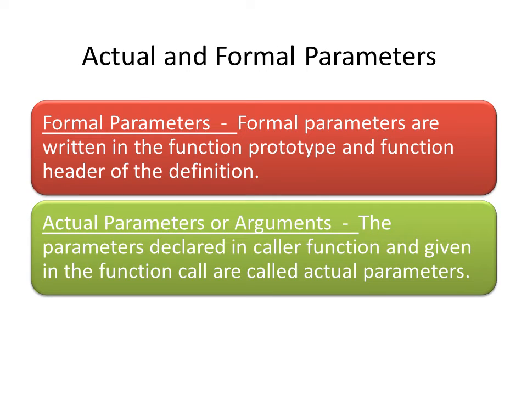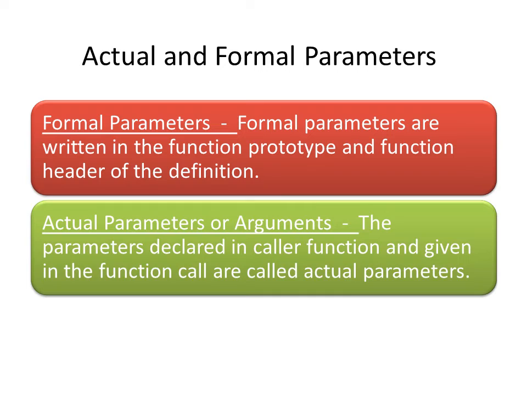So after knowing about function calling, prototype declaration and function definition, we can see two types of parameters in all these things: actual parameters and formal parameters. Actual parameters are the parameters that are used in the caller function, in the function call.